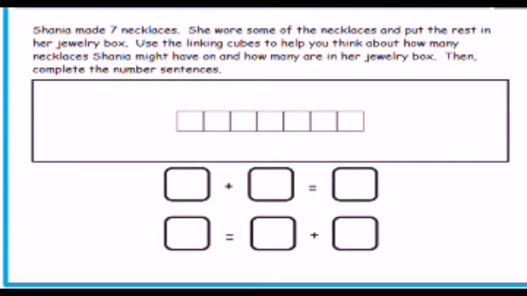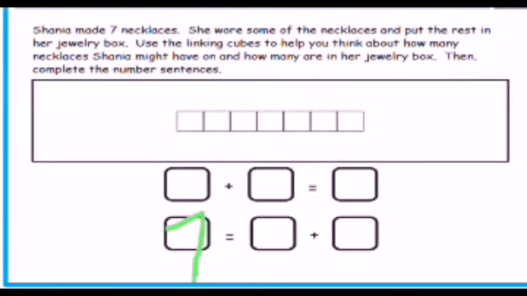Shania made 7 necklaces. She wore some of the necklaces and put the rest in her jewelry box. Now use the linking cubes to help you think about how many necklaces Shania might have on and how many are in her jewelry box. Like you did with the first problem set, that is what you're expected to do here as well. So share or decompose to get the 2 parts. You already know that the whole is 7, right?